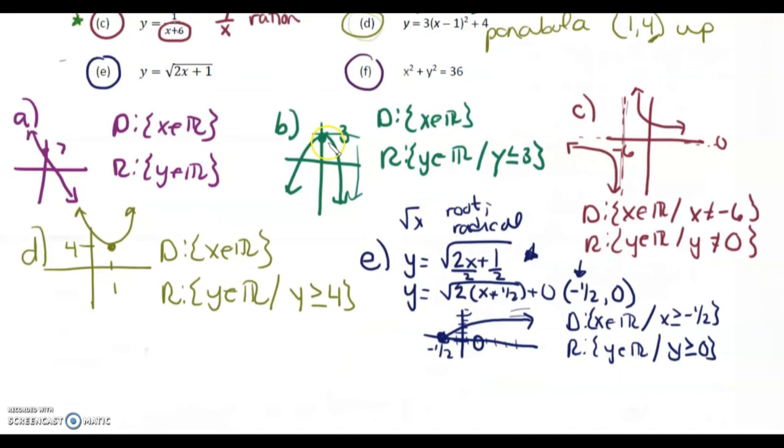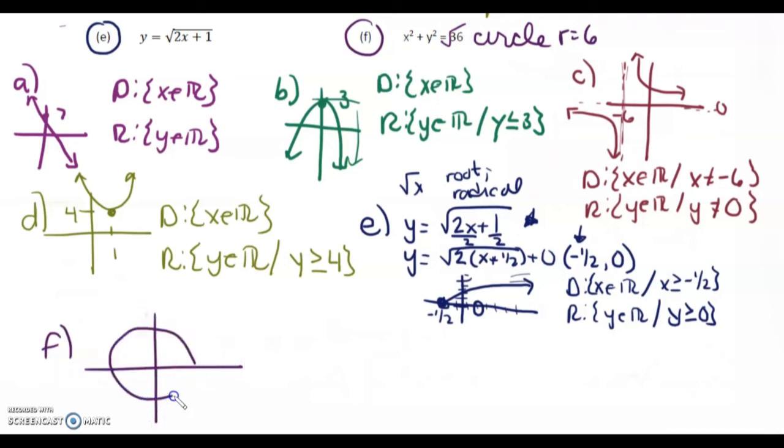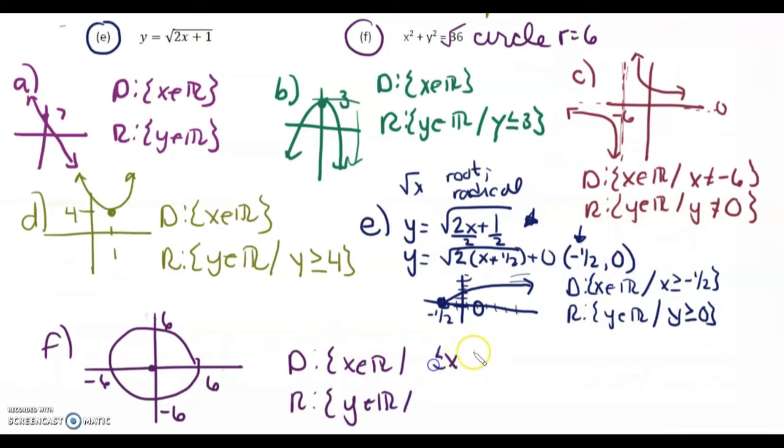Okay, and now f. F is a circle with radius 6, right? Because we root that number there. So this is f. We're doing a circle, centered at (0, 0). So the radius is 6. So we have 6 and 6, negative 6, negative 6. This one's quite easy. I find that students like this one. It's simply x is between two numbers and y is between two numbers. What numbers are these? Negative 6 and 6, negative 6 and 6.